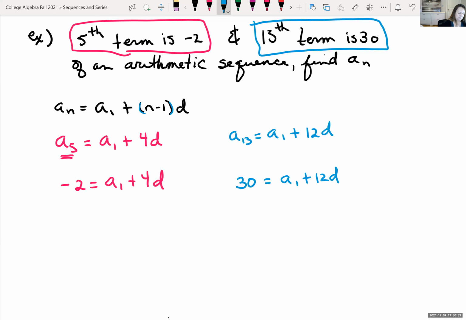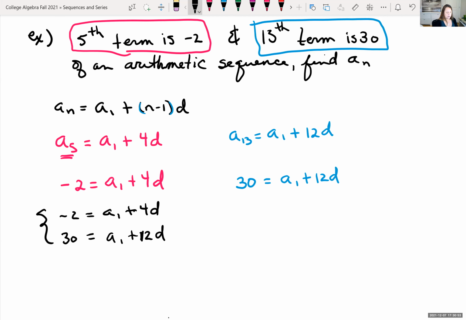So we have two equations and two unknowns. We have a system of, in this case, linear equations. And so we know how we can solve for our variables. So I would use the elimination method.